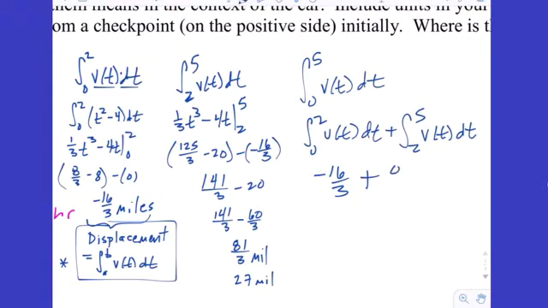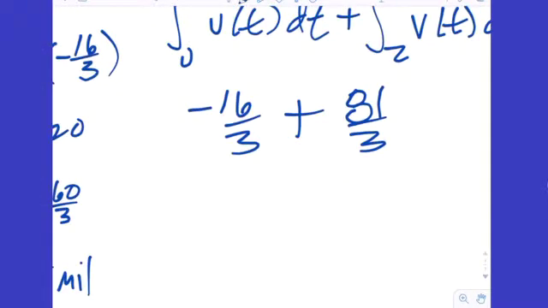And then I would add to that, I'm going to put back the 81 third version. No offense to you, Trombley. And then if I combine those, that gives me 65 thirds, which I don't think simplifies to anything. But that would be miles.